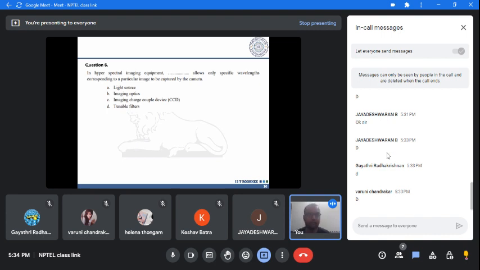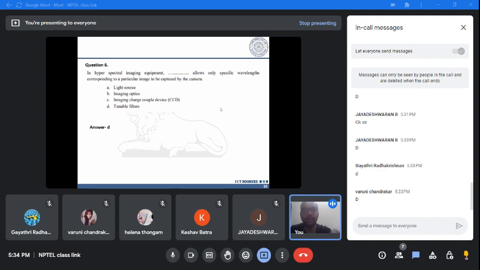Okay, yeah, this one is saying D. Gayatri is saying D. Okay, then Varuni is also saying D. Okay, let's see what is the correct answer for this. So you all are correct. In hyperspectral imaging equipment, the tunable filter allows only specific wavelength corresponding to a particular image to be captured by the camera.